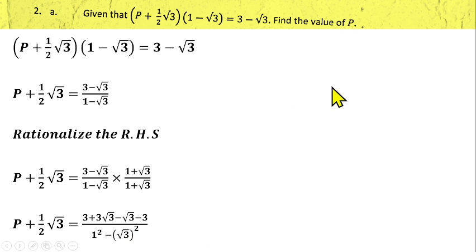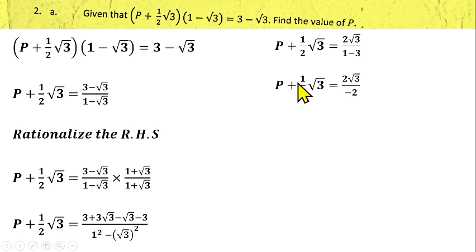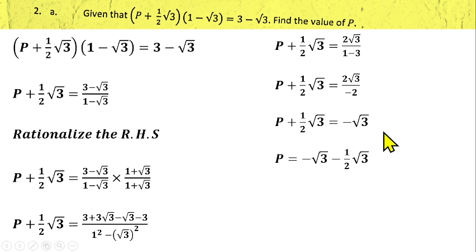So that means you'll be having p plus half √3 equals 2√3 over 1 minus 3, and that should give us p plus 1 over 2 √3 equals this over minus 2. So 2 will cancel 2, so you are left with p plus half of √3 equals minus √3. Our aim is to find p, so we collect like terms, this one will come here. So you have p is equal to minus √3 minus 1 over 2 √3.